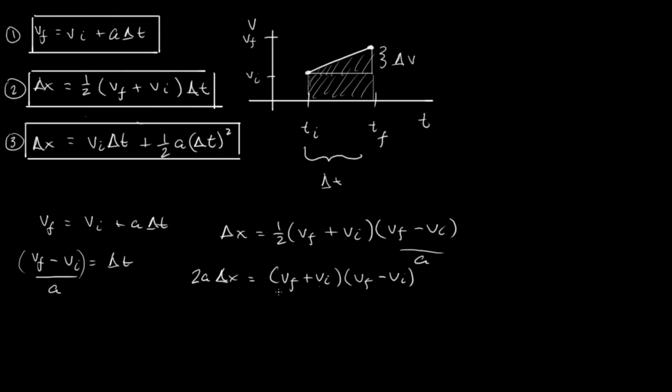And if you recognize here, these two binomials look like a plus b times a minus b, and that's equal to the difference of squares, right? So this is just v sub f quantity squared minus v sub I quantity squared. No need to distribute or FOIL this out. It's just an automatic thing. I mean, you can do that if you want, but it's just faster recognizing it.